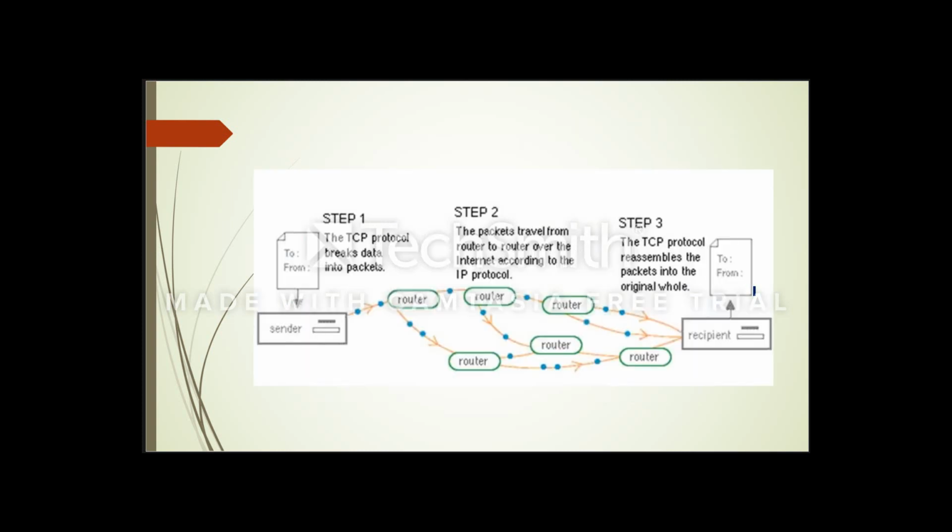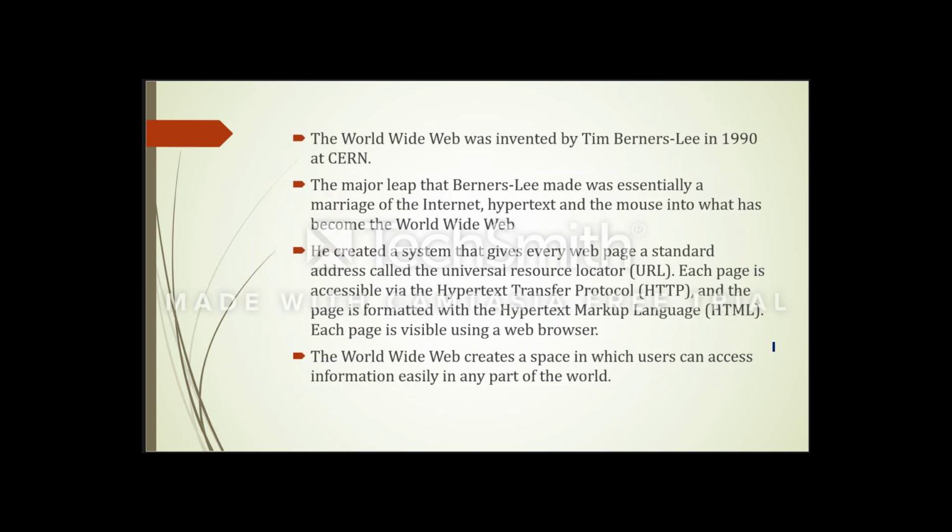This is how the internet works. The standard TCP protocol breaks the data into packets. The IP protocol helps the packets travel from one router to another, and then again they are reassembled and given to the recipient. In 1992 a major breakthrough happened when the www was developed. It used URL, HTTP, and HTML.